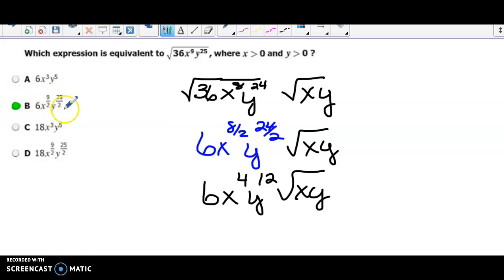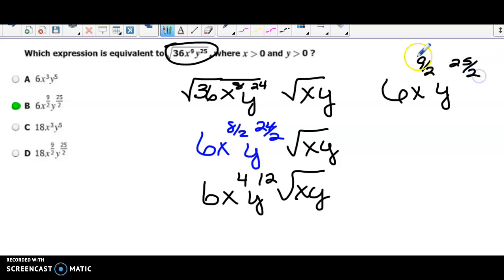For this one, it didn't want it written like that, so it just wanted it written with your fractional exponents. So the square root of 36 is 6, and they left the exponents in fractional form, so they didn't even simplify them. So we have x to the 9 halves and y to the 25 halves. So that would be choice B.